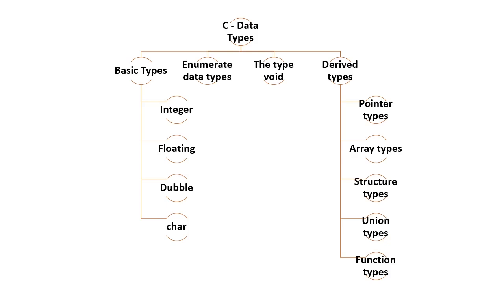Then derived data types. What are the derived data types? These are the data types that are derived from the basic data types and other types of data: pointer data types, array data types, structure data types, union types, and function data types. So these are the derived data types and they are derived.